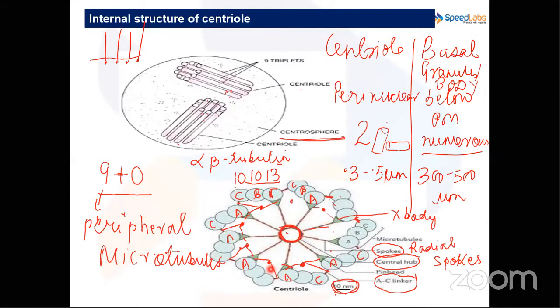Yes, because stereocilia is non-motile, so it has a 9+0 arrangement, and centriole has 9+0, whereas basal body also has 9+0. So this will be the answer. Now it is clear, you should mark all these structures and before the NEET exam, just have a look and go through it. All right, so we are done with the structure.